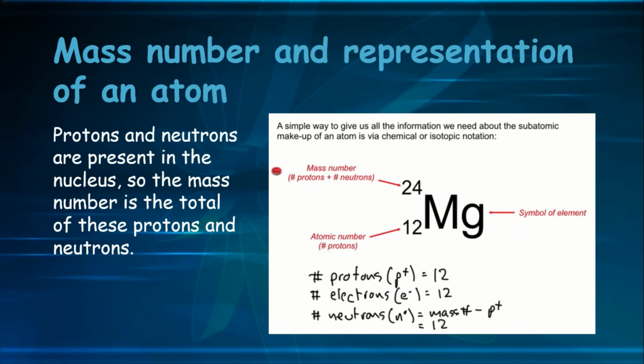The simple way to give us all the information we need about the subatomic makeup of an atom is via chemical or isotopic notation. Here 24 is the mass number, meaning protons plus neutrons. Mg is the symbol of the element, meaning the name of the element, and 12 is the atomic number.